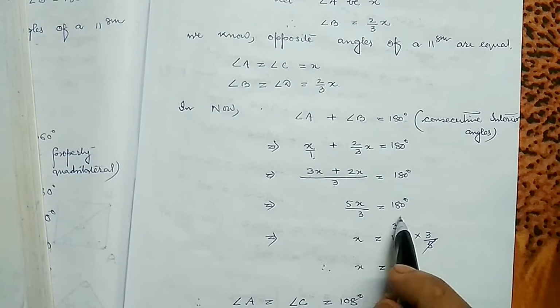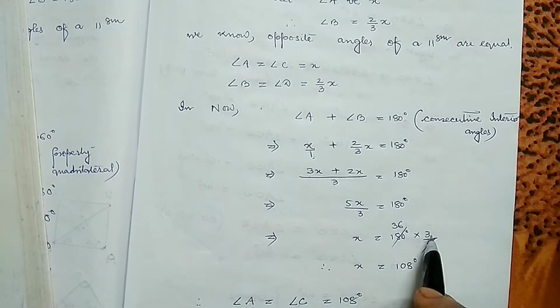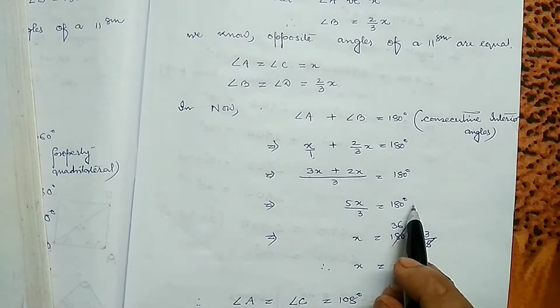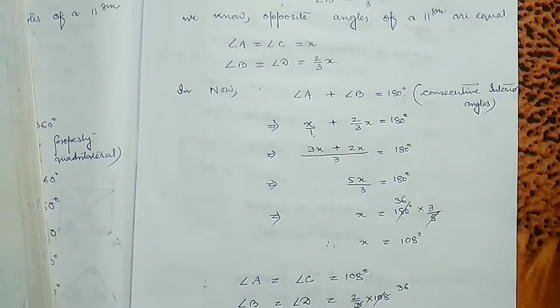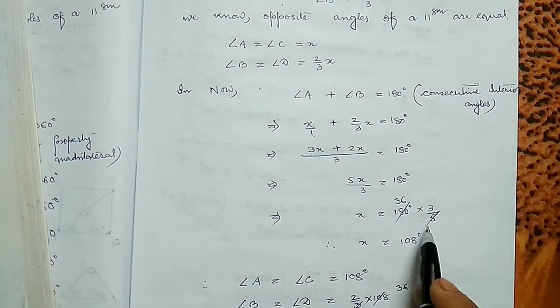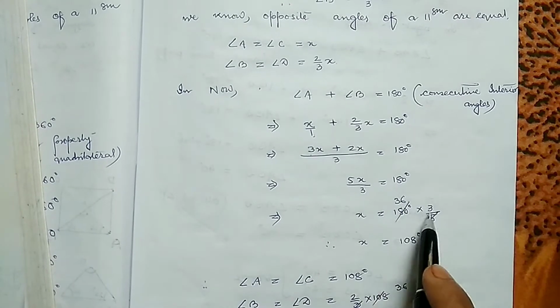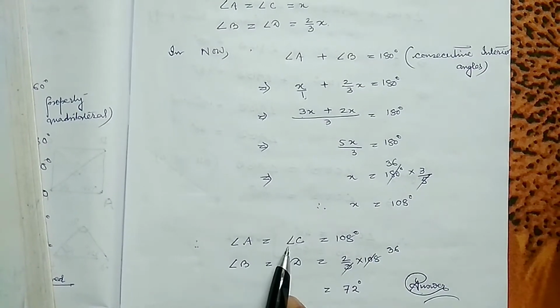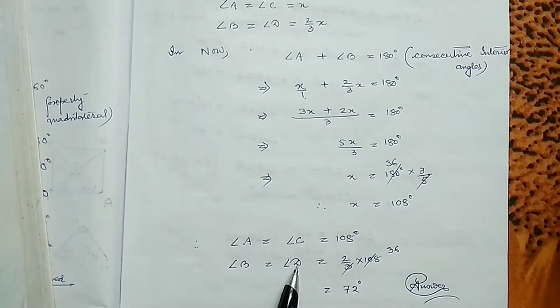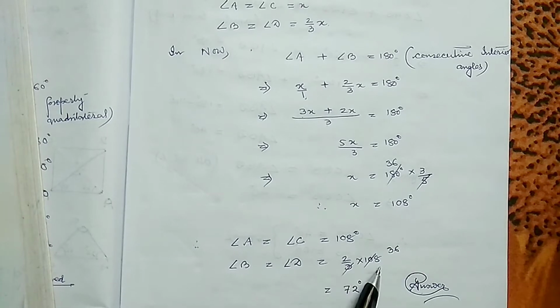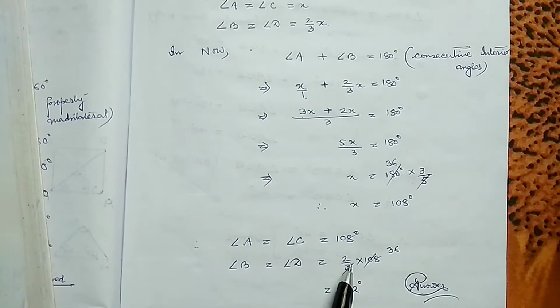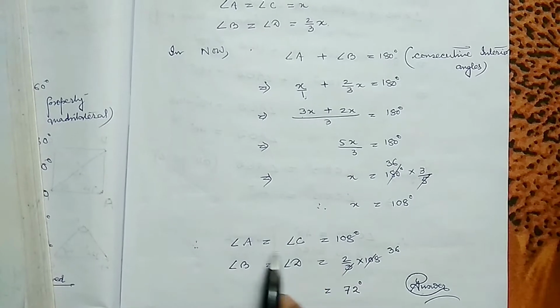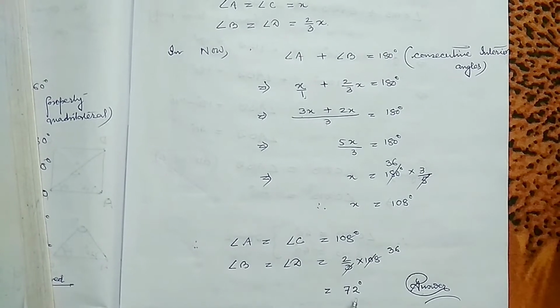So 5X by 3 is 180. X will be 180 into 3 by 5. If I cross multiply, 3 will be in the numerator and 5 will be in the denominator. Now 180 divided by 5 will give you 36. 36 into 3, 108. Therefore, X is 108. Now we know angle A and C is X, so angle A and angle C both will be 108. And B and D is 2/3 of X, 2/3 of 108. Cancel, you will get 36, 36 into 2 is 72. That means A and C will be 108 and B and D will be 72. So these are the four angles of the parallelogram.